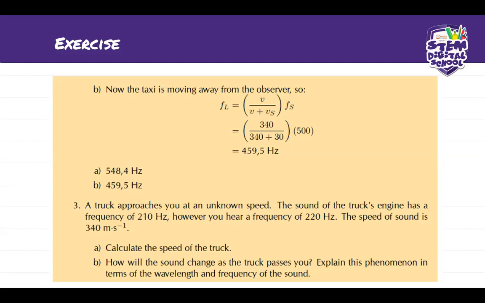But this makes sense, guys, doesn't it? If you look at these two answers, this is the one where the car is approaching the listener, and this is the one where the car is moving away from the listener. So if you check here, when the car is moving towards the listener, it becomes loud. The frequency becomes very high. But as it moves away, then it starts becoming a lot less.